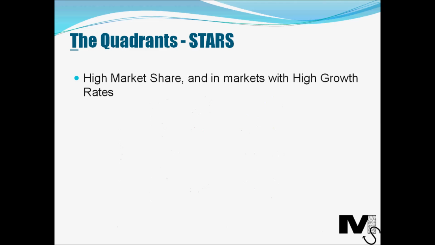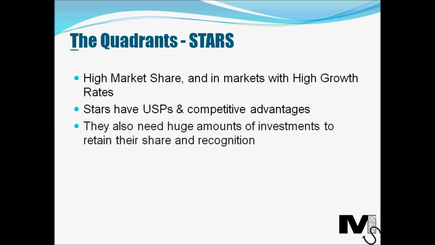So the products placed in the quadrant of stars would have a high market share, and they operate in markets with a very high growth rate. Stars basically are the best products in a company's portfolio. They are products that a company is proud to have. They have USPs, they have competitive advantages over all of their competitors in the market.